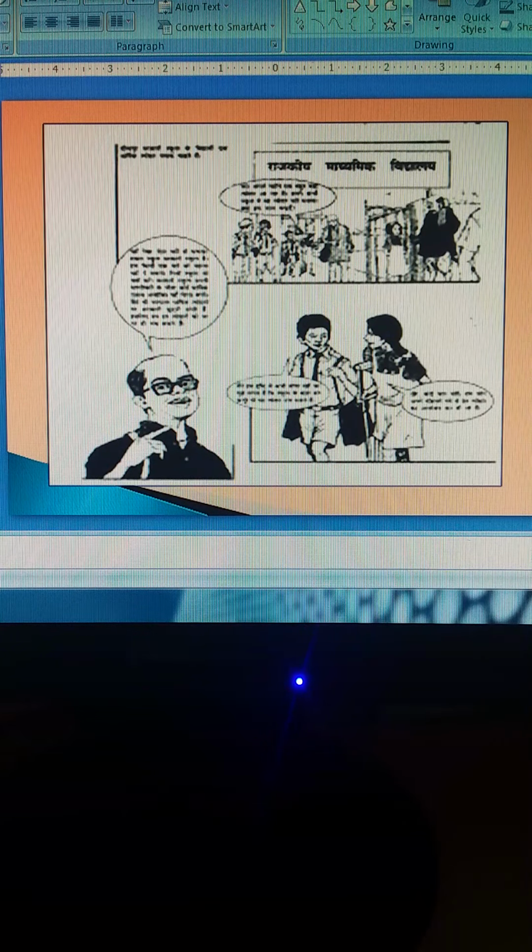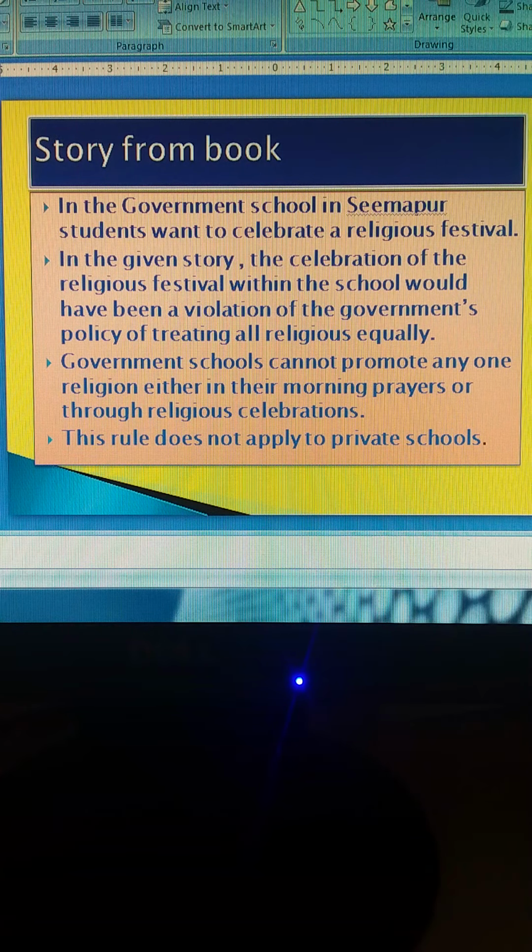This rule does not apply to private schools. There is some relaxation in private schools. They can perform all these sorts of festivals, prayers, or any sort of promotions.